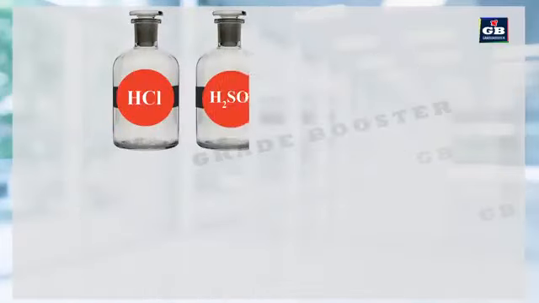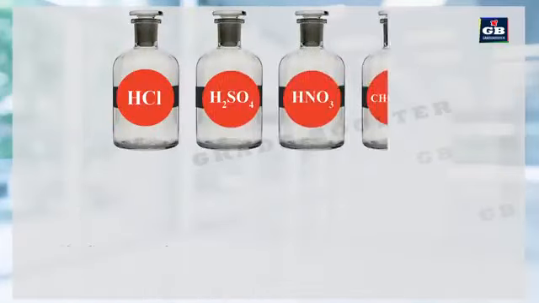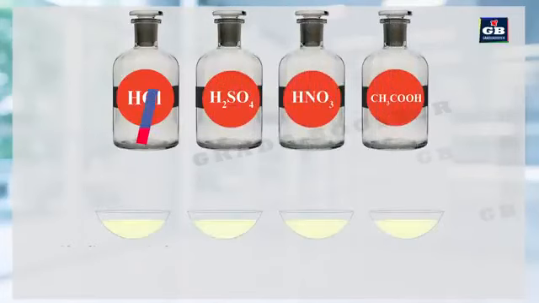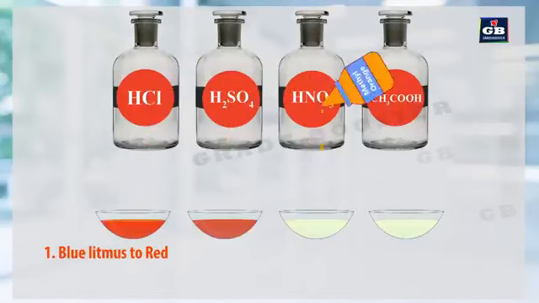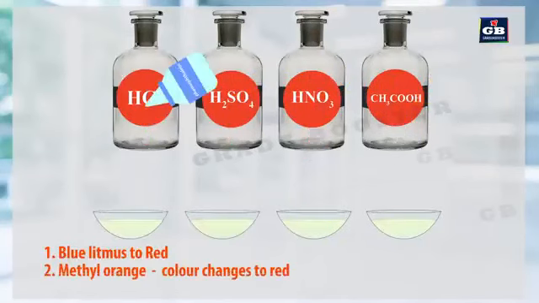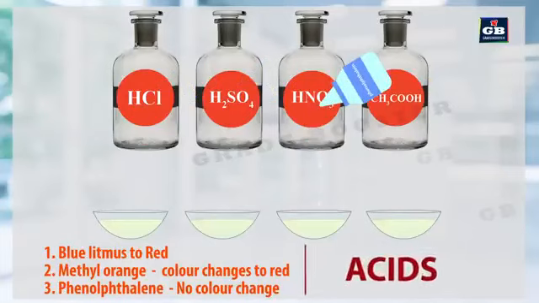Among these compounds, HCl, H2SO4, HNO3 and CH3COOH turn the blue litmus to red. When methyl orange is added, they produce red color and remain colorless with phenolphthalein. This indicates that all these compounds are acids.